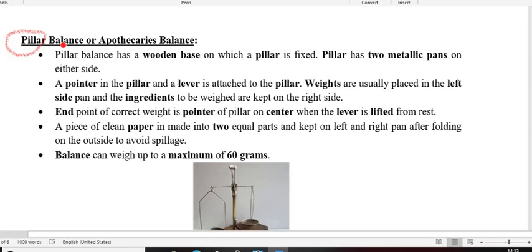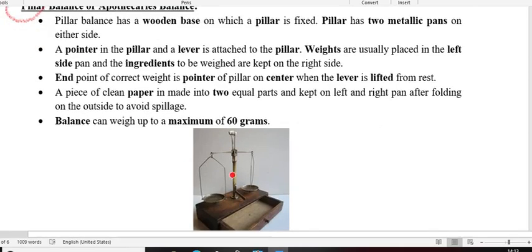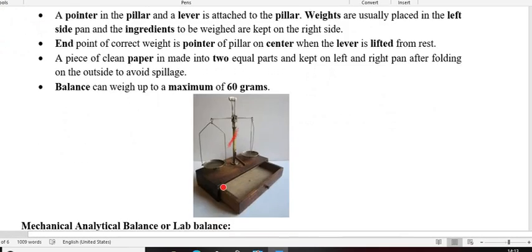So this is the pillar balance, with a pillar. This is the pillar, and that is why it is called a pillar balance. It has a lever. This portion is the lever.